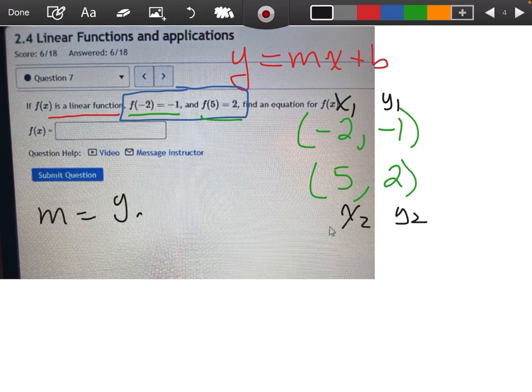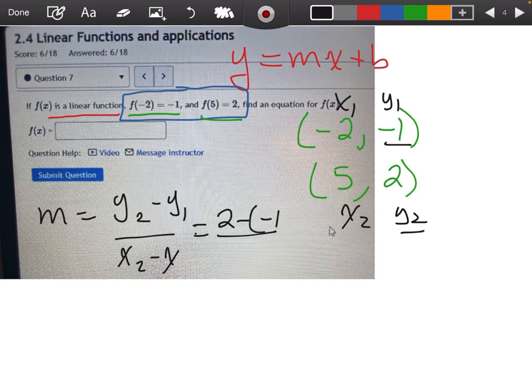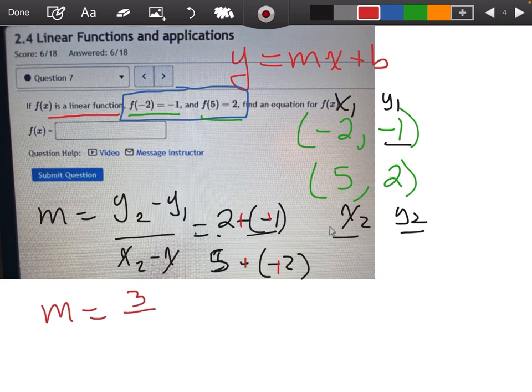And let's use our slope formula, y'all, to find the slope of the line through those points. Okay? So we're going to first say y2 is 2, minus y1, which is negative 1, and then x2, which is 5, minus x1, which is negative 2. But remember, y'all, these are both now going to become positive. So our slope, 2 plus 1, 3, 5 plus 2, 7. Okay? All right, we got the slope of our line.